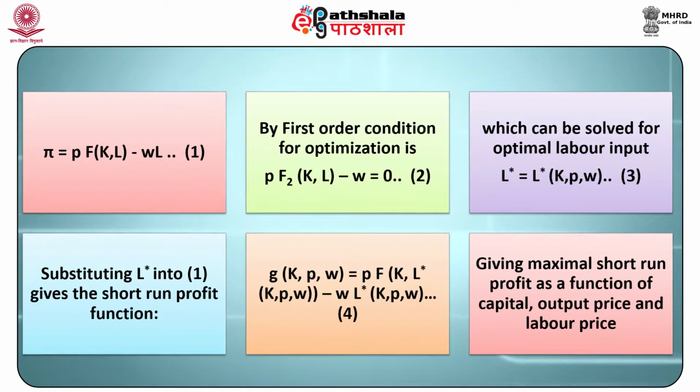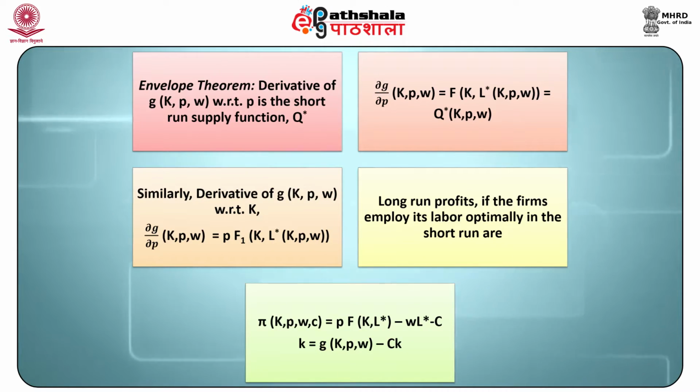Therefore, the new function reads as G bracket K, P and W is equal to P of F bracket K, L star bracket KPW whole bracket closed, minus W L star bracket KPW bracket closed. This is equation 4, giving the maximal short run profit as a function of capital, output price and labor price. We now consider the envelope theorem.